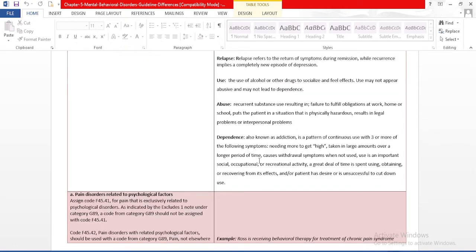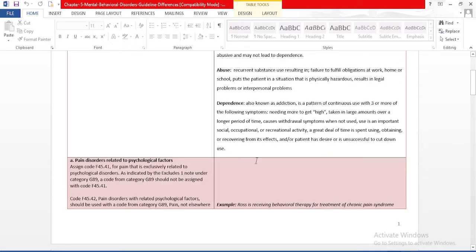Next word, use. Use is the use of alcohol or other drugs to socialize and feel effects. Use may not appear abusive and may not lead to dependence. Use is for a social purpose. The patient will use the drugs or alcohol, but it is not at all related to dependence and it may not lead to dependence.